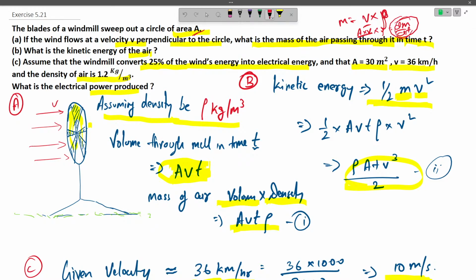We will get the mass, and we have also been given the velocity of the wind, that is 36 km per hour. So we can easily calculate the kinetic energy by half m v square.